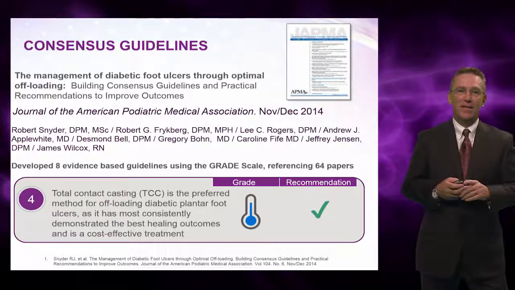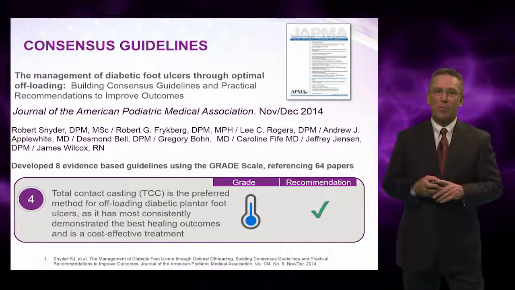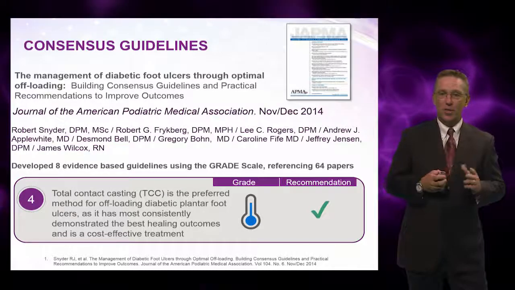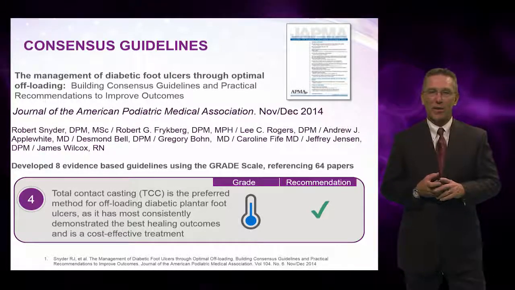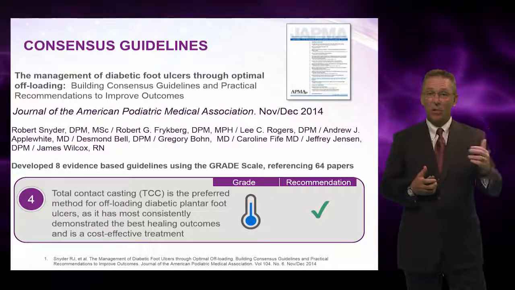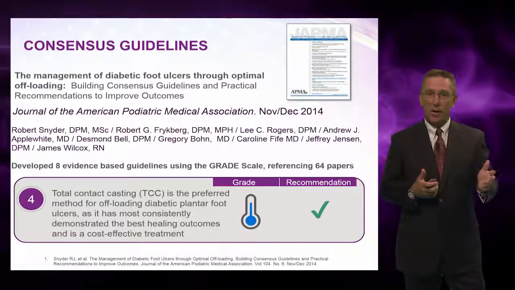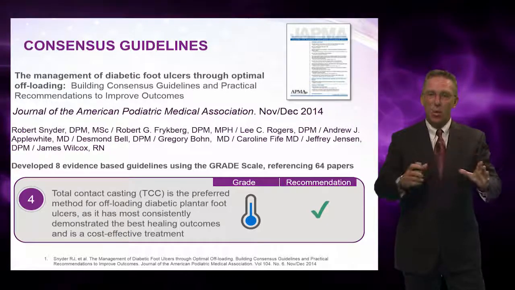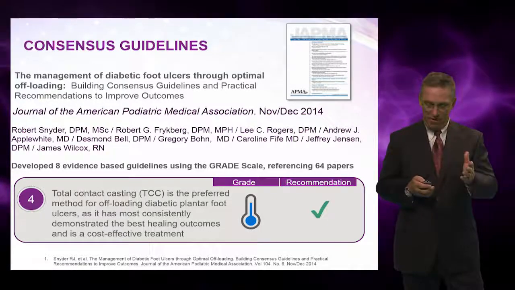Total contact casting is the preferred method for offloading diabetic plantar foot ulcers. It consistently shows the best outcomes and is a cost-effective treatment. This received a moderate grade of quality of evidence because there were less than 400 patients in all the randomized clinical trials, but the panel as a whole gave it the strongest recommendation for clinical use.